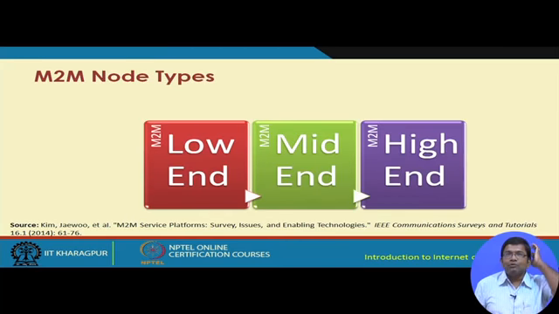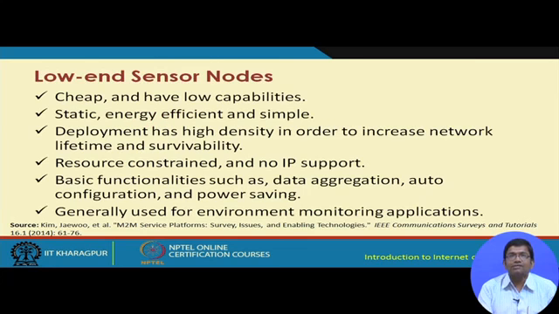There are different types of M2M nodes. We have the low end nodes, we have the mid end nodes and the high end nodes. Let us look at the features of each of these one by one. In the low end sensor nodes, we are talking about nodes which are low in cost, which are cheap, and also quite justifiably they have low capabilities. Their specifications are very limited. Then they are typically static, energy efficient and simple.